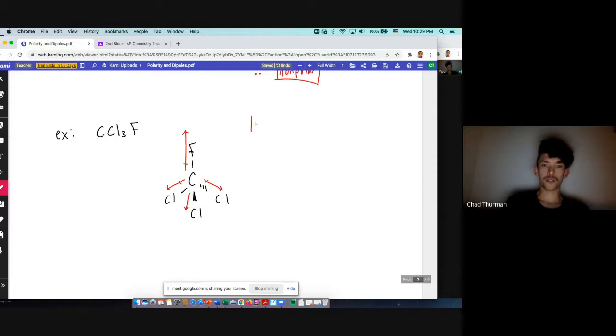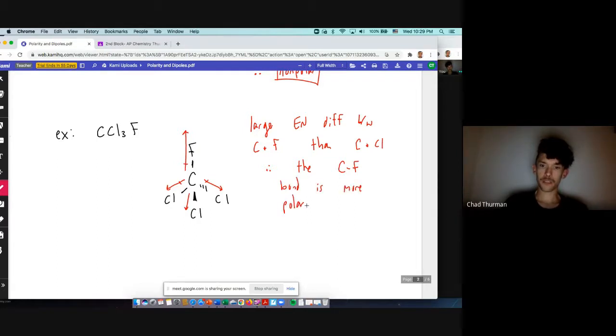There's a larger electronegativity difference between carbon and fluorine compared to carbon and chlorine. Therefore, the carbon-fluorine bond is more polar. And so that's what I'm showing with the length of this arrow. The length of this arrow shows you the strength of the dipole. How much are those electrons getting pulled up towards fluorine?